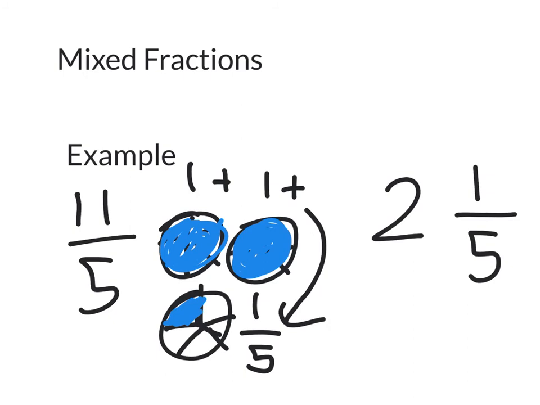And your mixed fraction is that you have your 1/5, which is your numerator being smaller than your denominator, which is a proper fraction. And you have your 2 wholes, which came from 11/5, which is an improper fraction because the numerator was higher than the denominator. That's what a mixed fraction is.